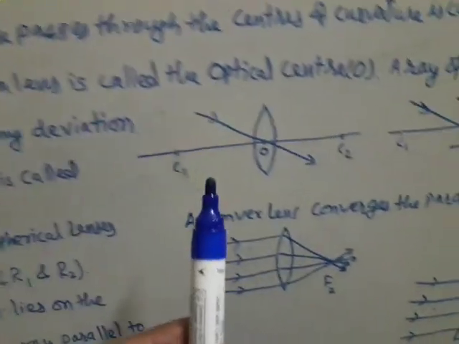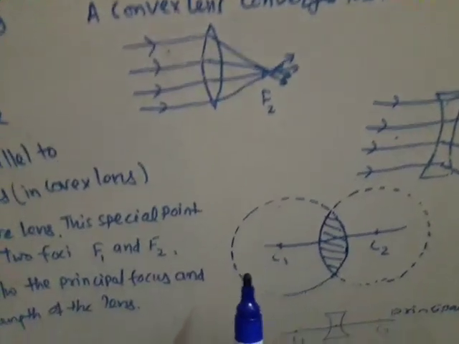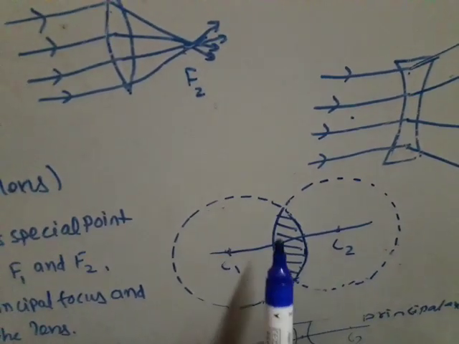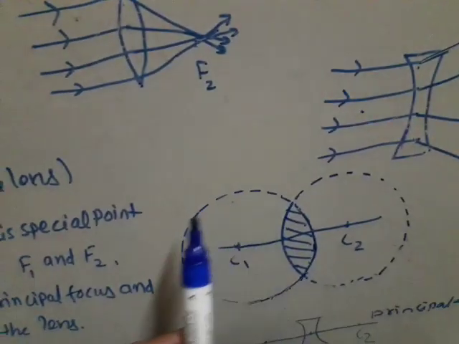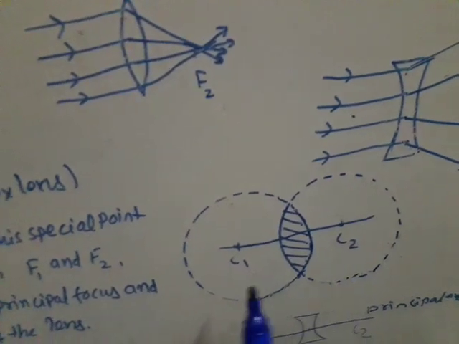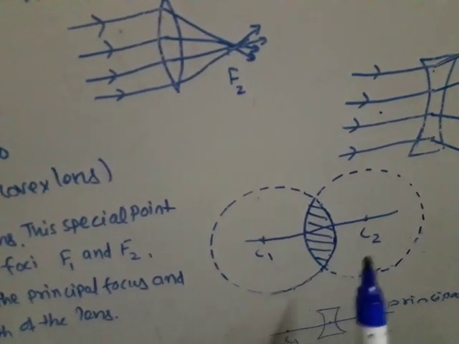So in an earlier video I have described the centers of curvature C1 and C2, that is, the centers of the spherical surfaces of a lens are called centers of curvature, right?